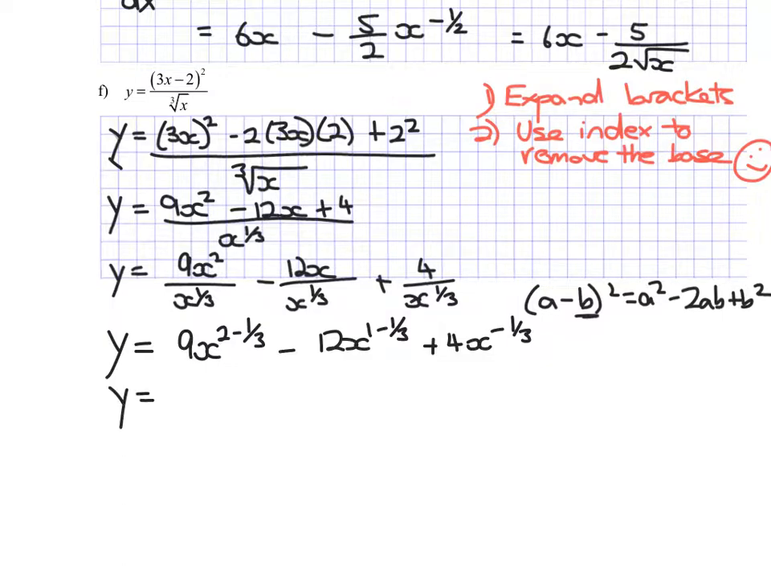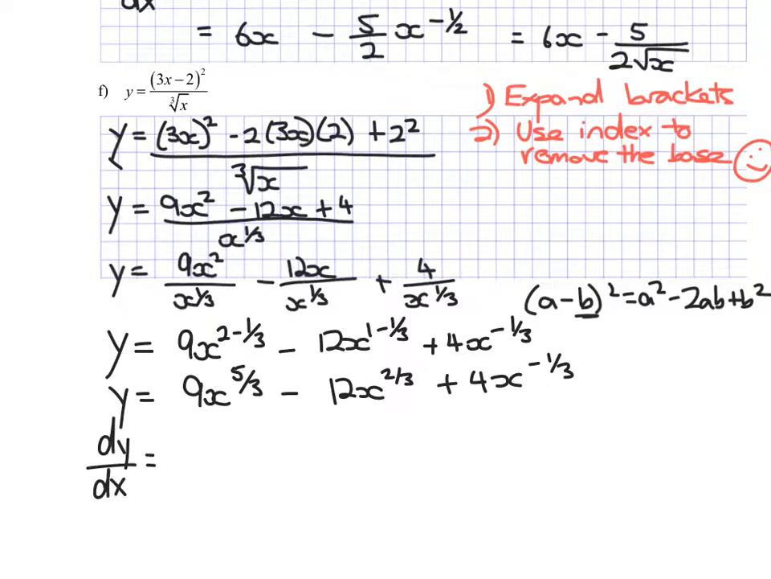So y is going to equal 9x to the, that's 6 on 3 take 1 on 3, which is 5 on 3, 9x to the 5 on 3, take 12x to the 2 on 3, plus 4x to the negative a third. Now finally, I'm actually going to differentiate. So dy on dx then is going to equal, multiply down, subtract 1. So I'm going to do it in more steps now. I'm going to multiply down, and I'm going to get 9 5s are 45. So that's 45 on 3 times x to the 5 on 3, take 3 on 3 is 2 on 3.